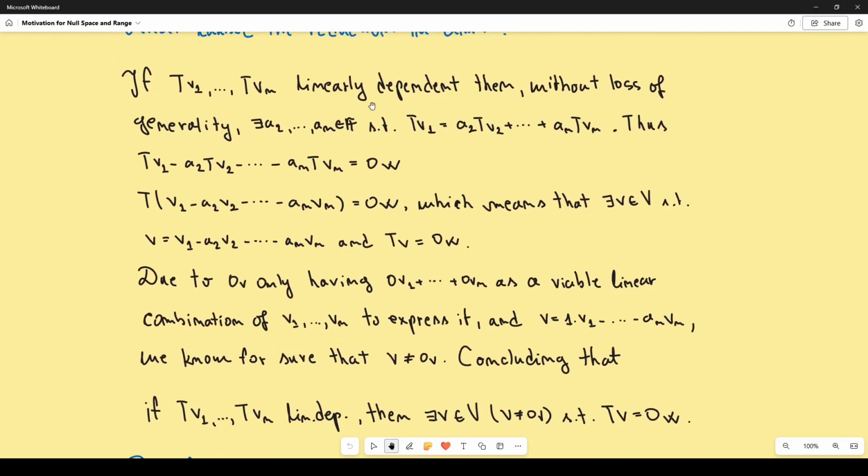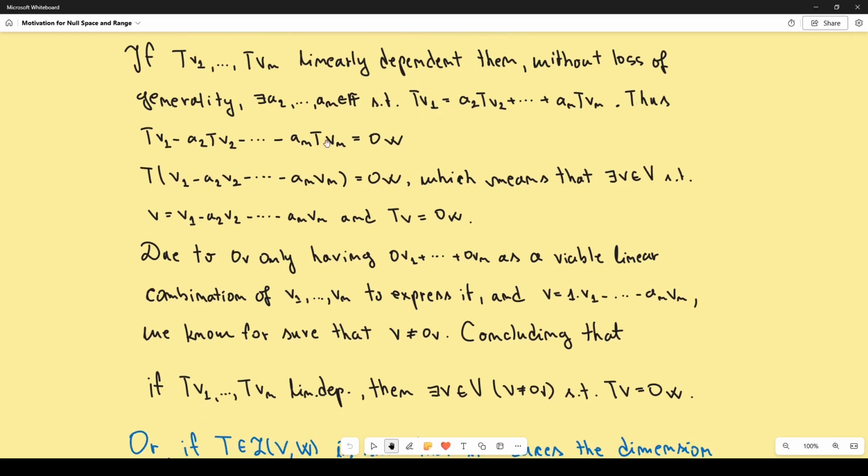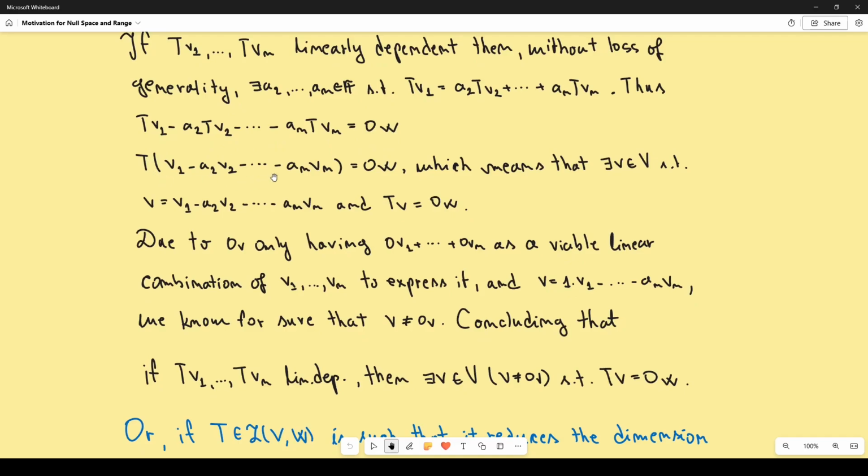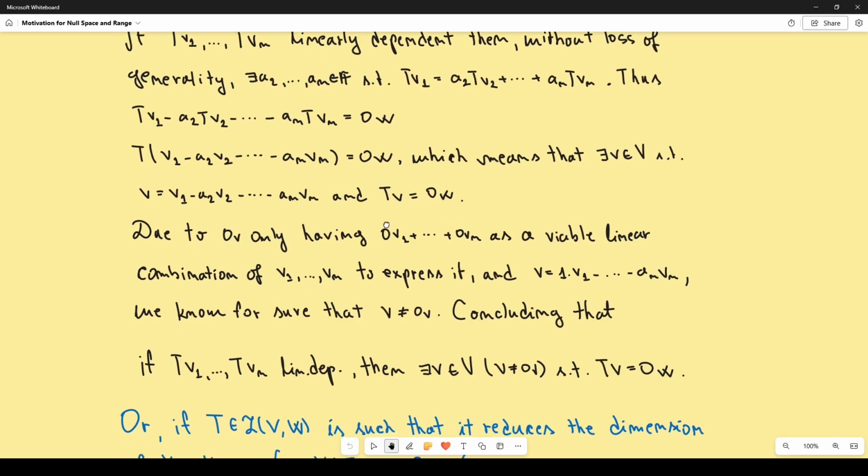If the dimension reduction happened in the linearly dependent case, so if these vectors are linearly dependent, then without loss of generality, at least one of them can be expressed as a linear combination of the others. So let's say that T of v1 can be expressed as a linear combination of all of these. So we do some manipulation, we get this is equal to this. Now, due to T being linear, we can do this, which means that there exists some v in V such that v is equal to this. So v is this linear combination, and v gets sent to the 0 vector by T.